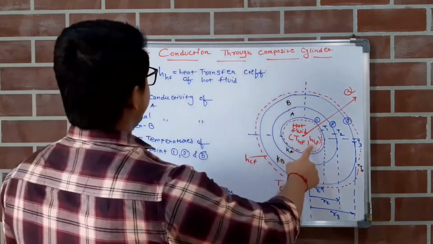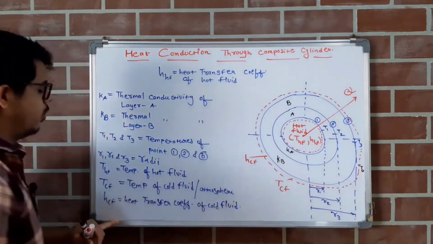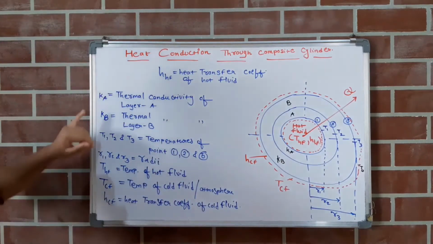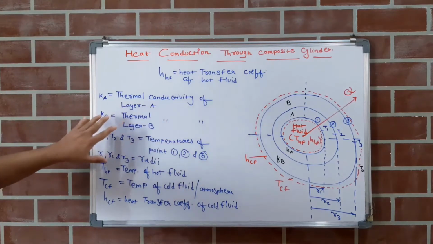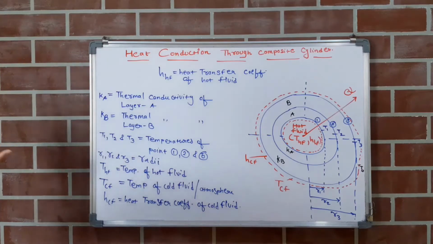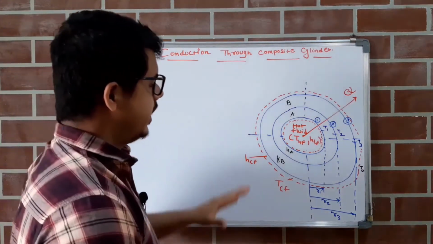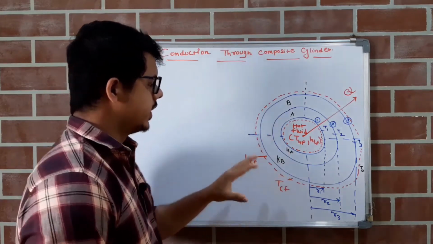So HHF is the heat transfer coefficient of hot fluid, HCF is the heat transfer coefficient of cold fluid, KA is the thermal conductivity of layer A, and KB is the thermal conductivity of layer B. You have to write this data when you start the derivation. So now we will write each of the equations of heat transfer separately.